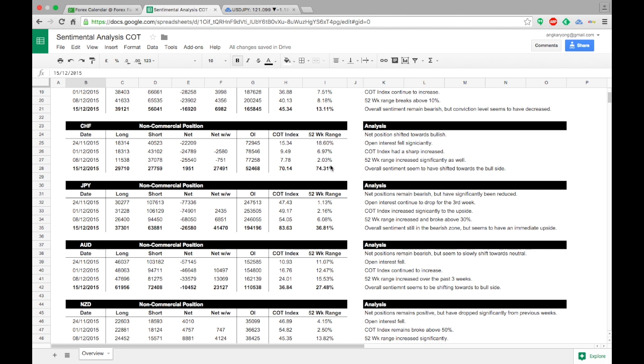But basically what I want to show you in these two currencies is that, quickly scanning the net positions, you can see that the Swiss franc has turned from negative territory to positive.